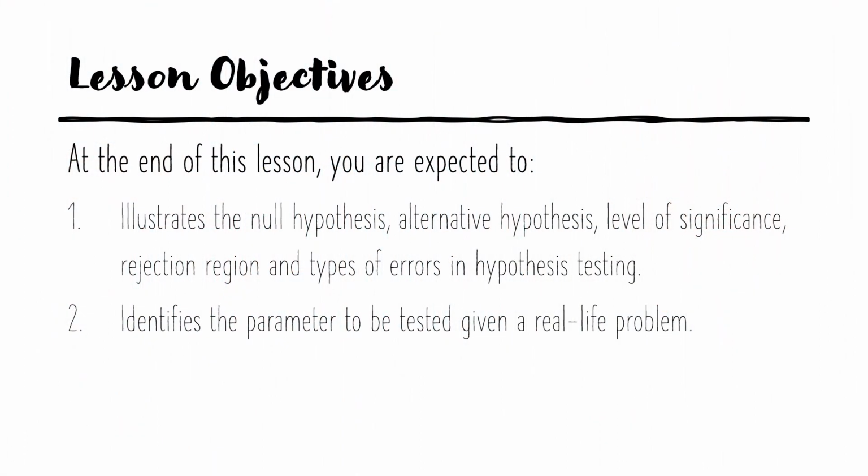Our lesson objectives. At the end of this lesson, you are expected to illustrate the null hypothesis, alternative hypothesis, level of significance, rejection region, and types of errors in hypothesis testing. Second, identify the parameter to be tested given a real-life problem.